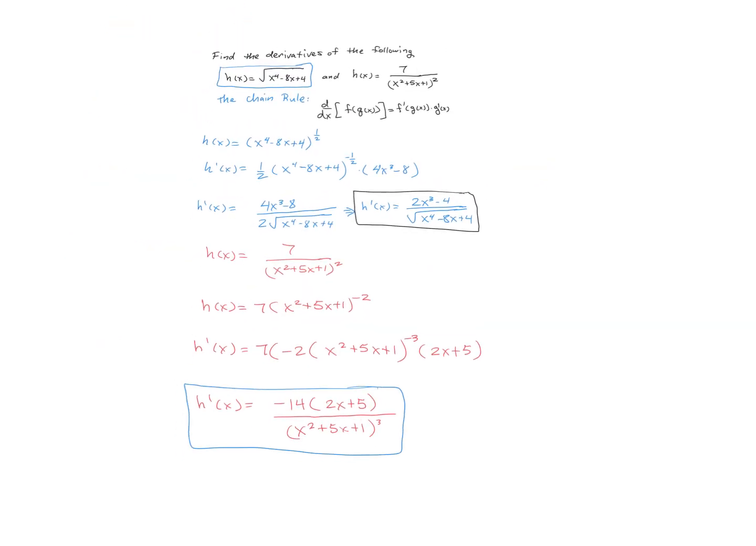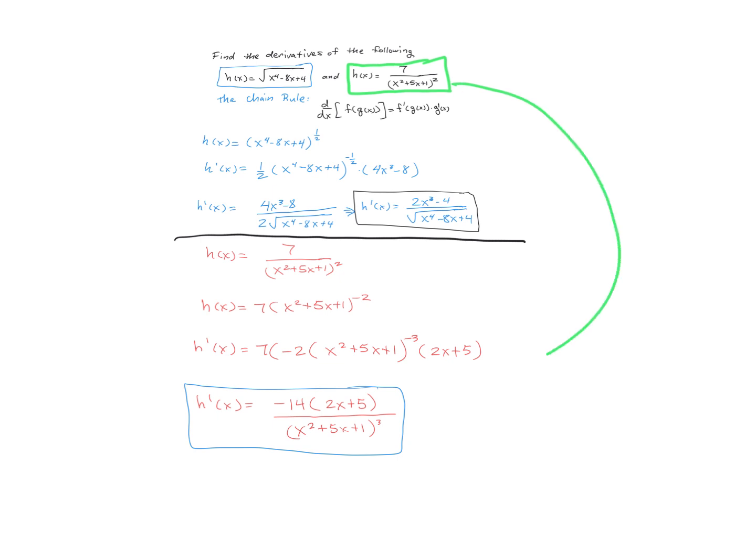So just to recap, we have our h, which is our square root function for the first one, and that had the derivative found with the chain rule. And then we had the other one, which I think I'll highlight with green, and that is found down here. So again, we've got the first half of the video for the first function, and second half of the video for the other function.